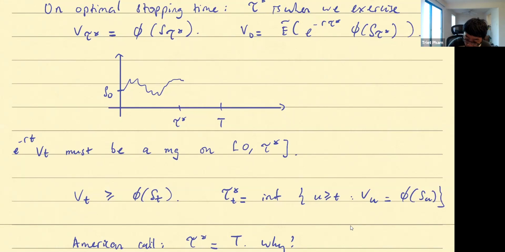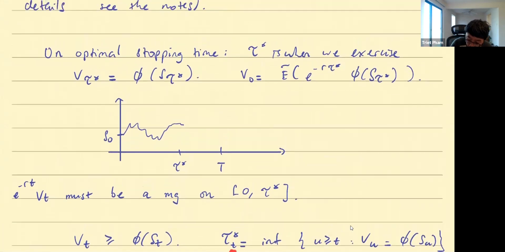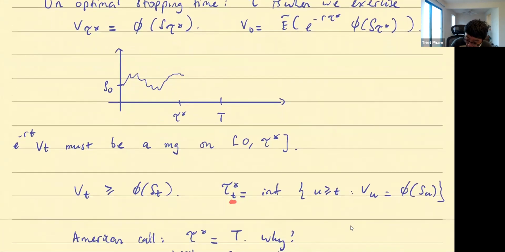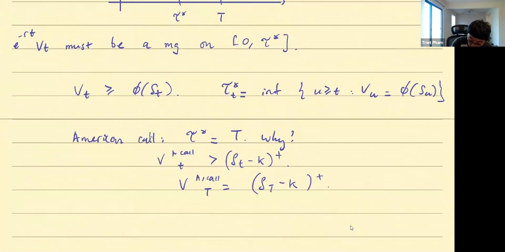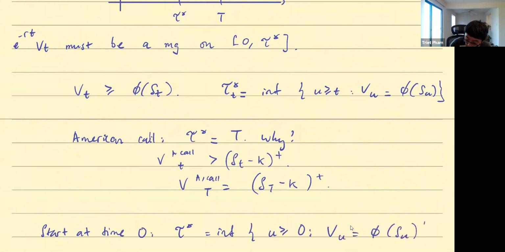So let me explain a little bit what this notation is. This is the stopping time for VT. In other words, if you already start at time t, then this is the stopping time. What it means is, if you start at time 0, then tau star, or tau star at 0, is just the first time that the value of your option equals the exercise value.